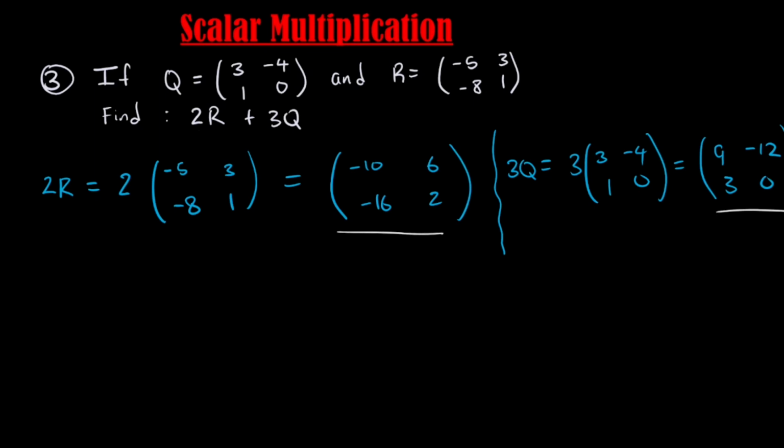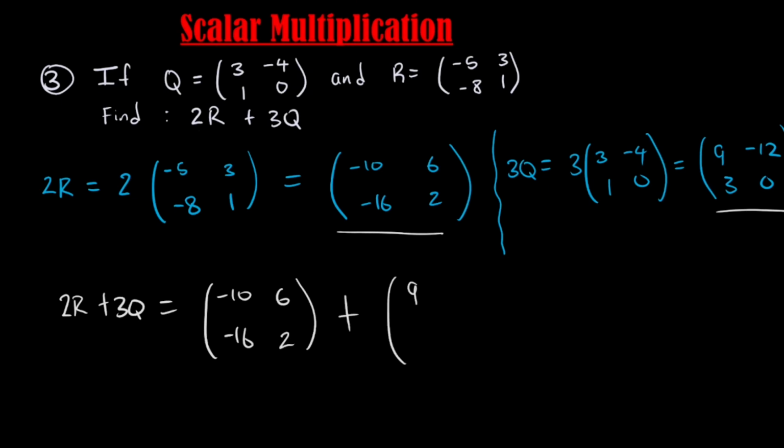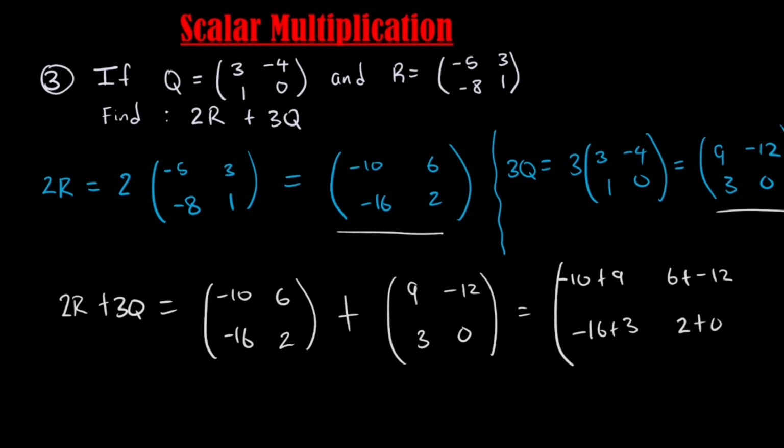So now we're going to add both of those together. So 2r plus 3q is equal to -10, -16. So there we go. So let's add the corresponding elements. -10 plus 9, -16 plus 3, 6 plus -12, and 2 plus 0.